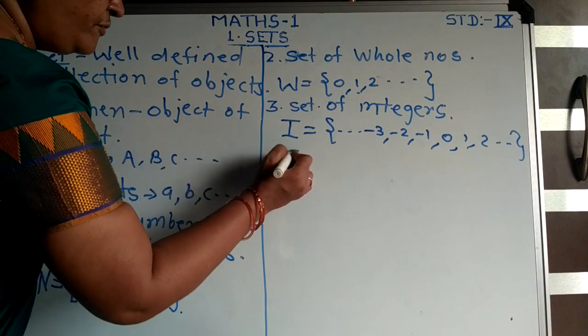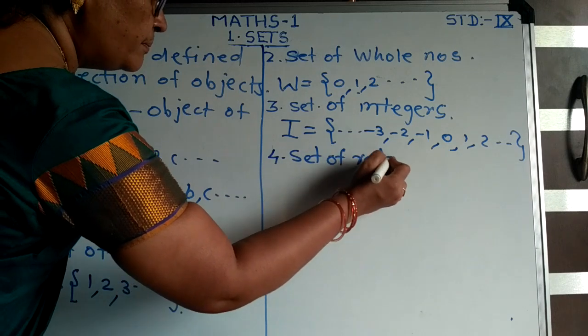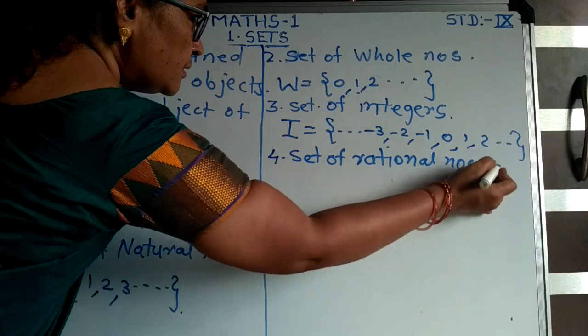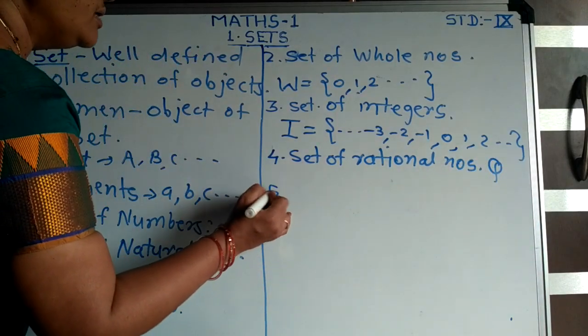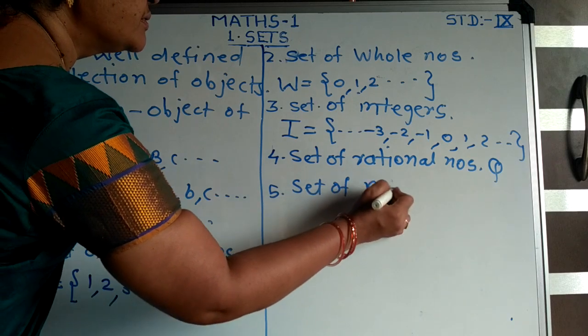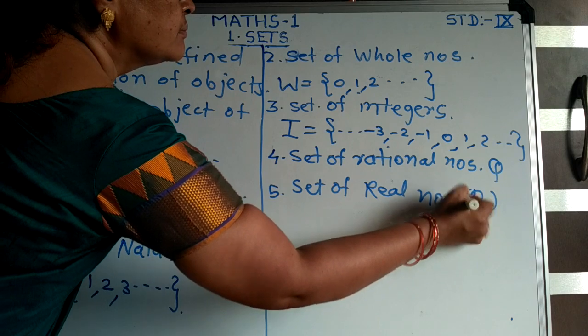Fourth, the set of rational numbers, denoted by capital Q, and the last one is the set of real numbers, denoted by capital R.